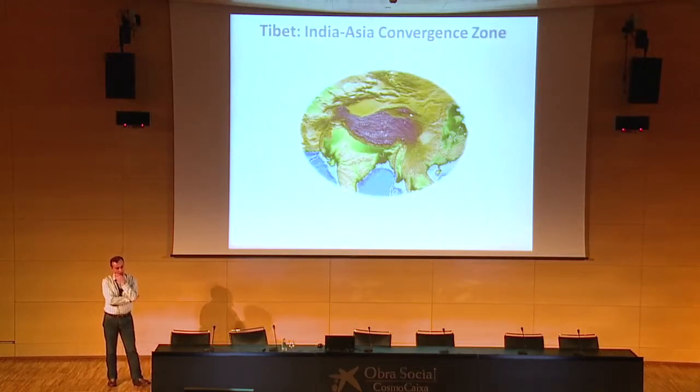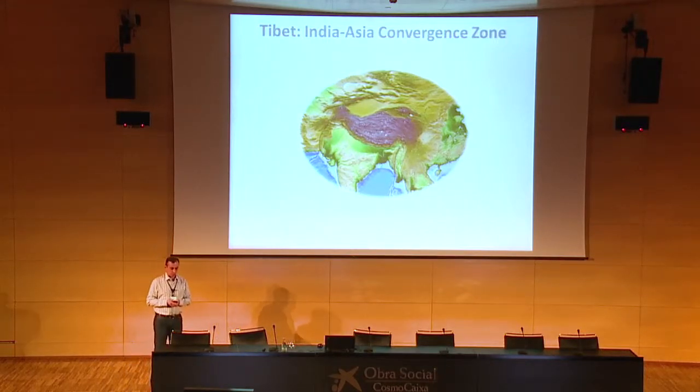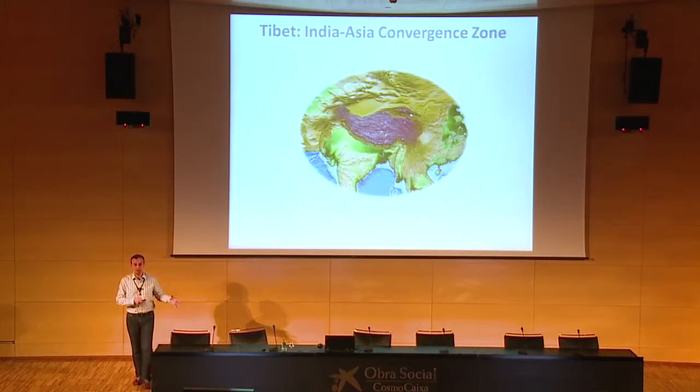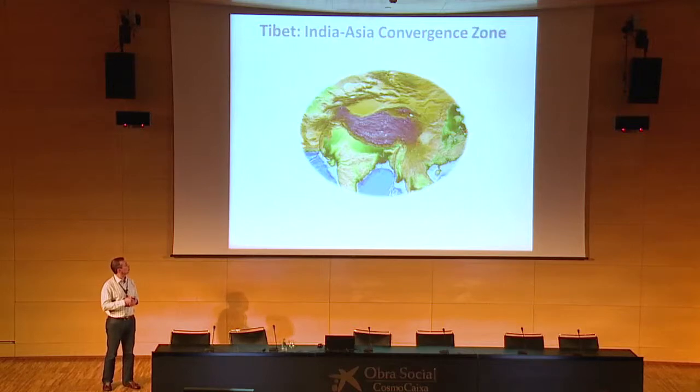Now, moving to the India-Asia convergence zone, Tibet shows an even more spectacular topography. The origin of this topography is debated and has been related to processes in the mantle and flow in the crust. One of the proposed models for lithospheric convergence invokes convective removal of lithosphere beneath central and eastern Tibet, which would cause the uplift of this part of the plateau.